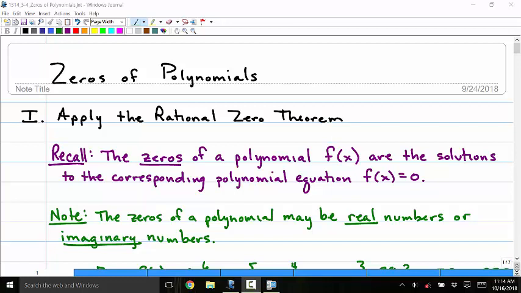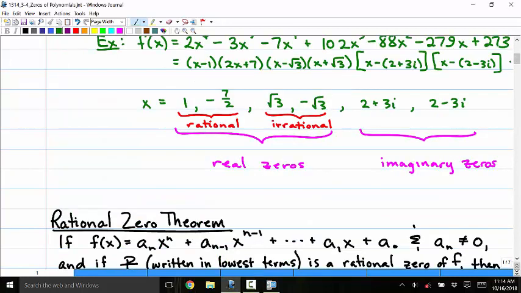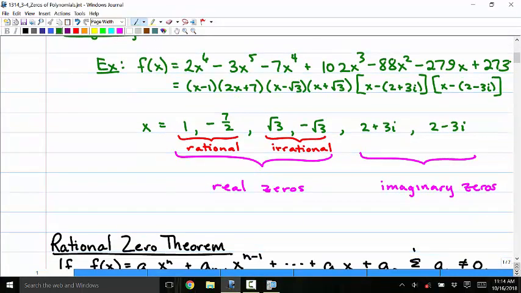So an example. I gave you a polynomial function of degree 6. And then I broke it down into 6 linear factors. Do you see the 6 factors? X minus 1, 2x plus 7, x minus root 3, x plus root 3. Those all correspond to real zeros. X minus a real number.